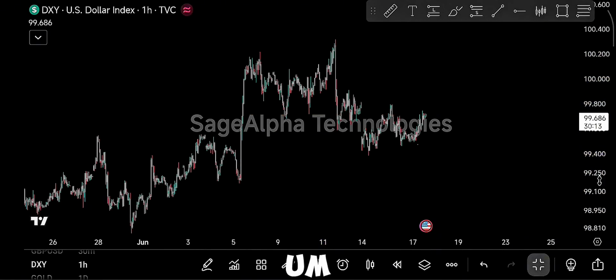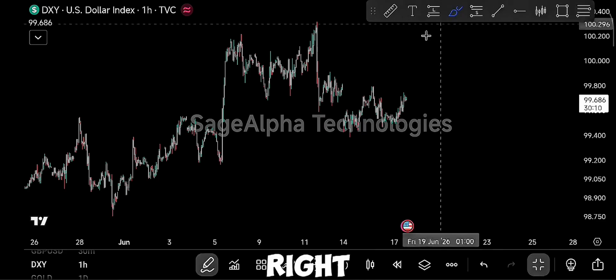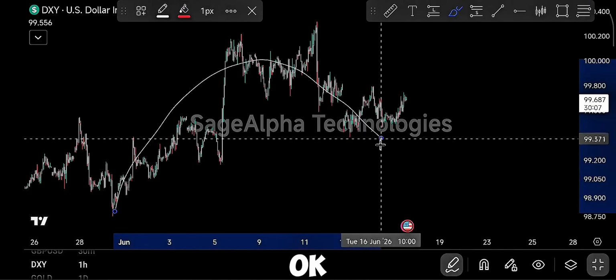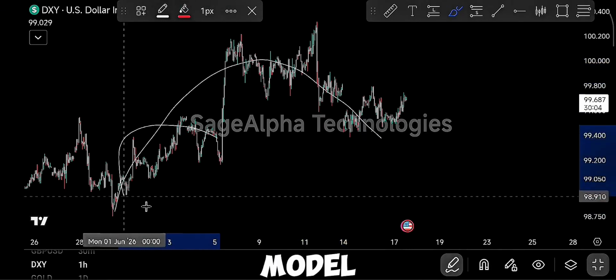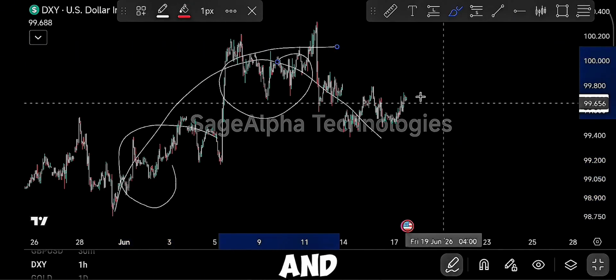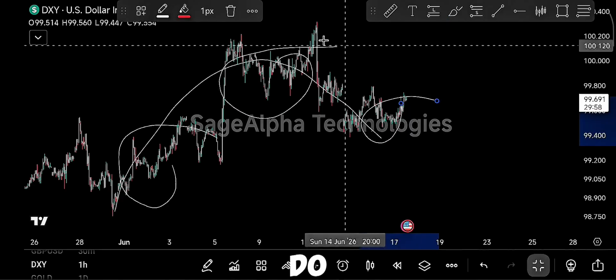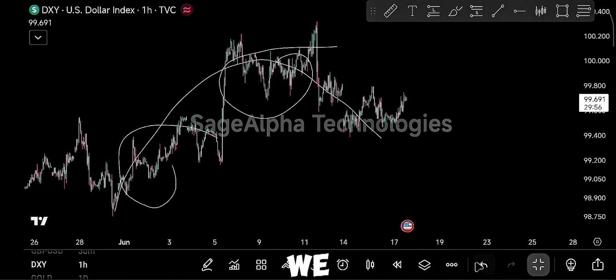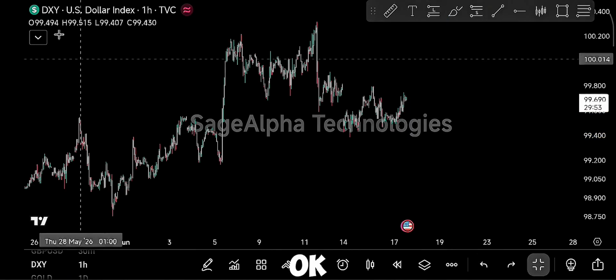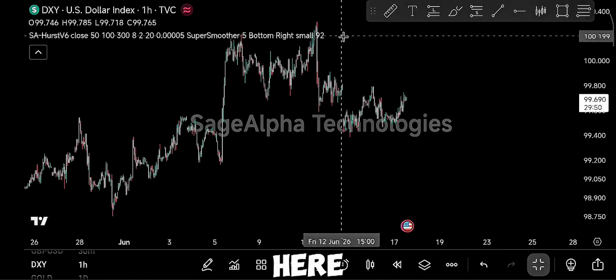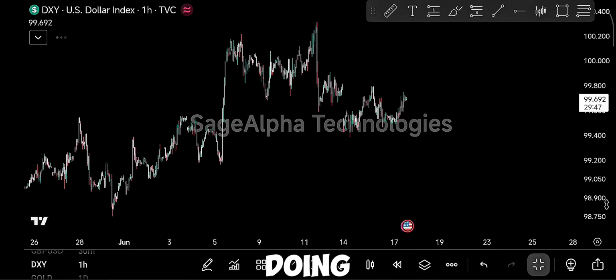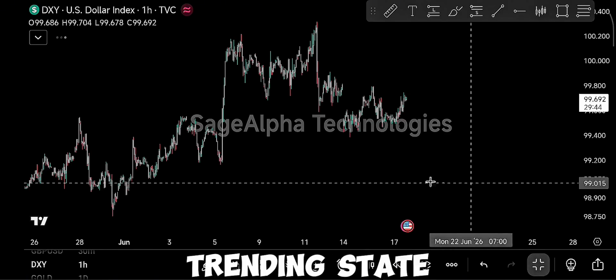So let's go in. Here we see the PMC that is formed right here in this way. Now we're expecting some sort of model here and some sort of model here. But before we do that, we must know the state of the market. We must know exactly what the market is doing. So I'm going to check the indicator right here to know exactly what the market is doing, whether it's in a trending state or a mean reversion state.